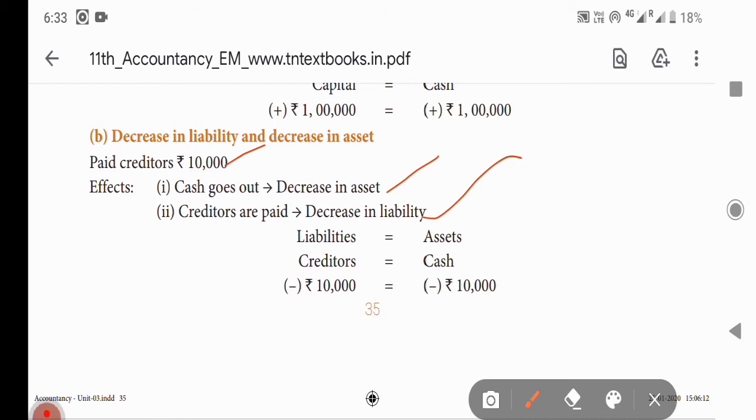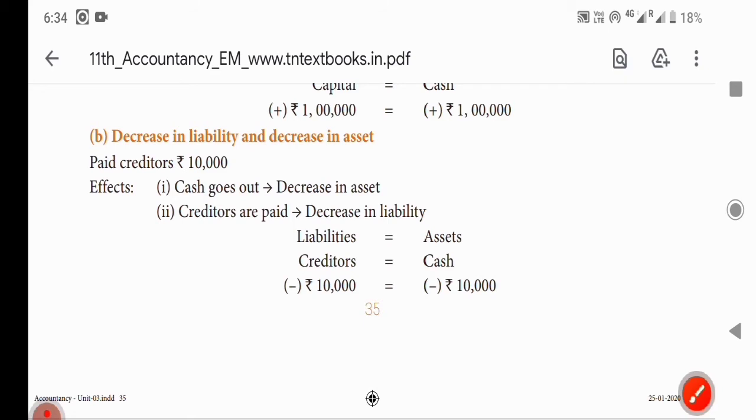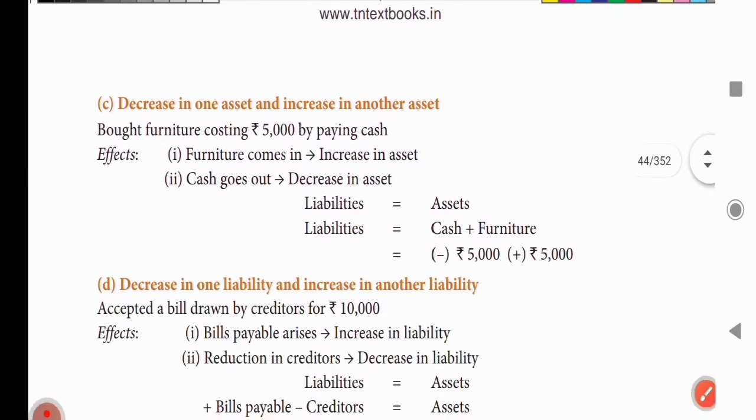So liability is equal to asset, isn't it? Here there is no capital, so liabilities plus capital is equal to asset. We are not considering the capital because there is no capital in this transaction. In this transaction there is only liability, and the liability is the creditor. What is the asset here? Cash. So 10,000, 10,000, here it is decreasing. Liability is also decreasing. Asset is also decreasing. So there is decrease in liability and decrease in asset. Understood, I think so.